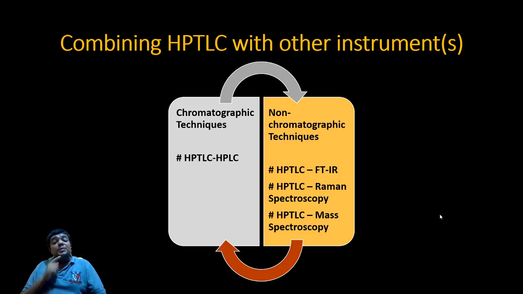Now, combining HPTLC with other instruments is also possible. Today, friends, HPTLC is combined with chromatographic techniques and sometimes with non-chromatographic techniques. HPTLC-HPLC is a new combination nowadays in the market. Even HPTLC with non-chromatographic techniques like FTIR, Raman spectroscopy and mass spectroscopy. More and more combination, more and more better results, more and more better resolutions. So this is one of the important pieces of information that I wanted to share, that you can even combine HPTLC with different instruments.